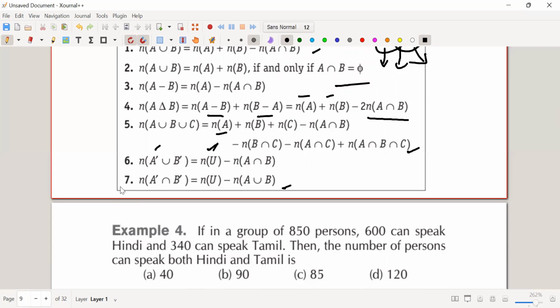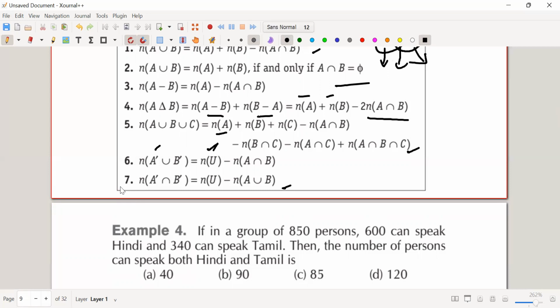How did you get it? That's what I really want. A union B is 850, sir. N of A is 600, N of B is 340, then N of A intersection B is what we should find. So I'll apply it in the formula.